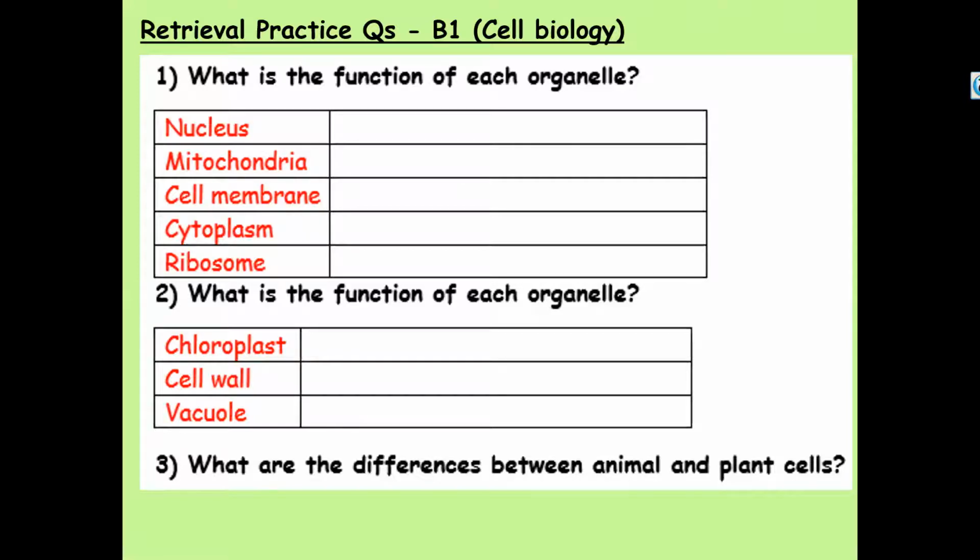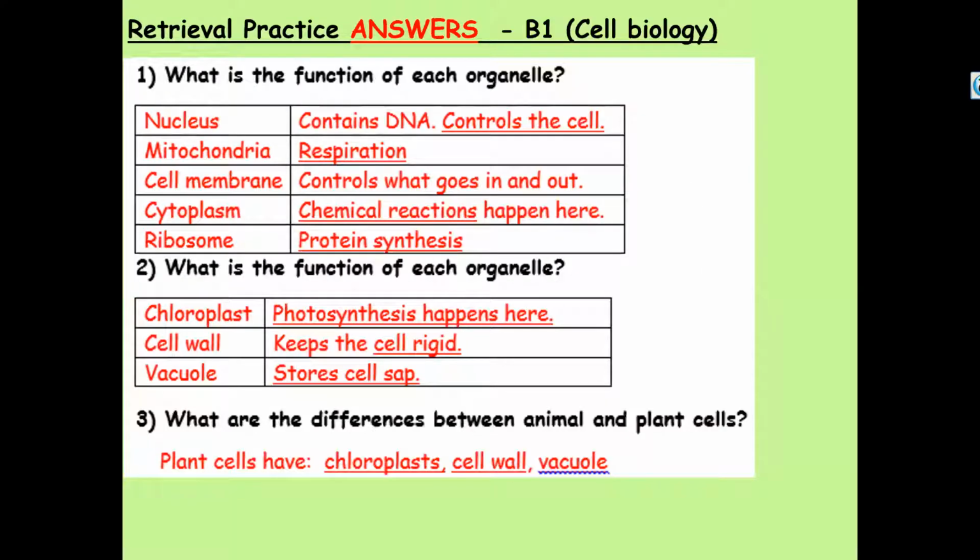So this is the first retrieval slide. So if you could have a go, please, on pen and paper. This retrieval slide's on cell biology. Have a go, please. Then we'll reveal the answers in a few seconds. So if you pause the video now and have a go. Okay, here are our answers for those. If you didn't get any correct, please write down your corrections and have a go at them and re-revise them.